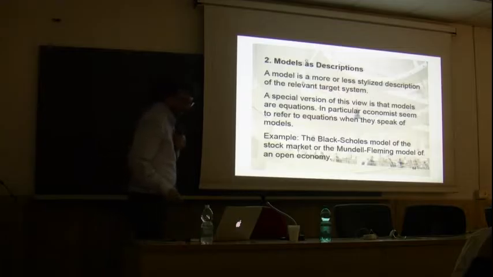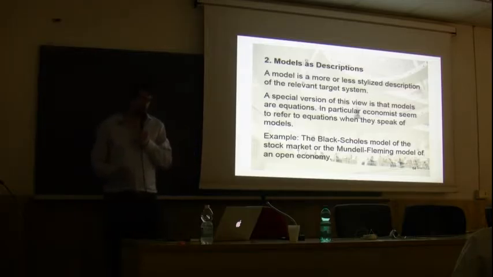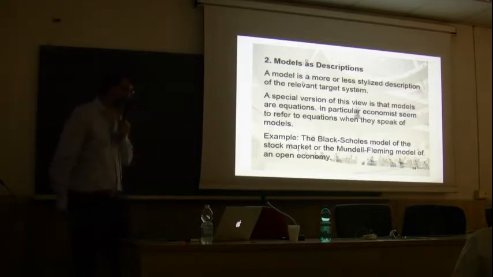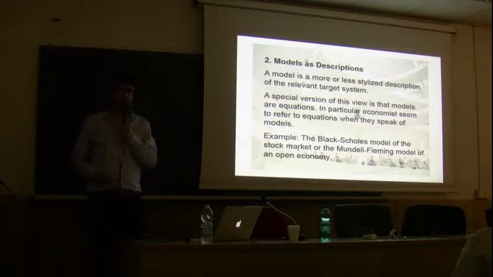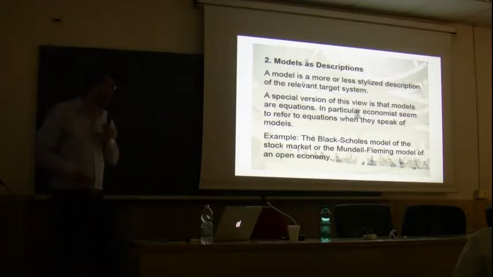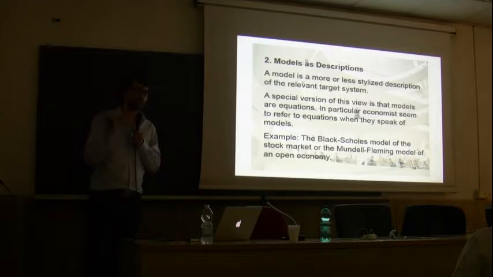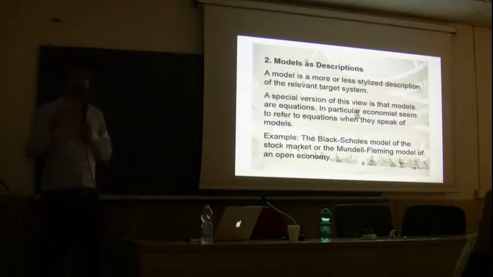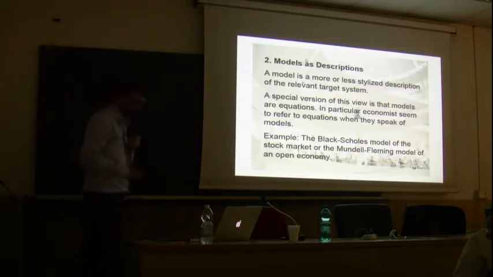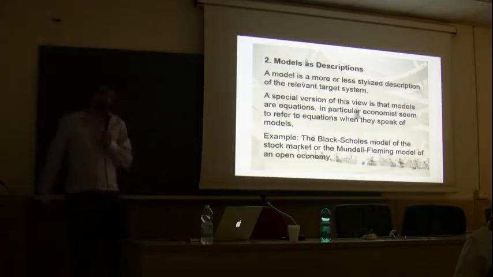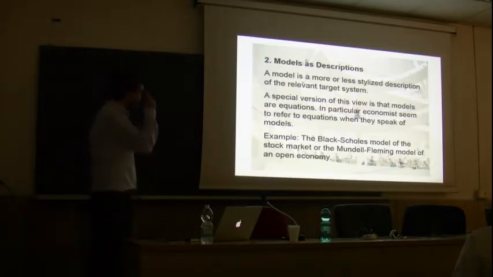Now, an obvious answer to the question would be, well, models are descriptions. So a model is a more or less stylized description of the relevant target system. And a special version of this view is that models are mathematical equations. So in particular, economists seem to refer to equations when they speak of models. That's just an anthropological point. Just when talking to economists, they often get the view that their model is an equation. So that seems to be popular in that corner. For example, the Black-Scholes model of a stock market is typically the Black-Scholes equation, or the Mundell-Fleming model of an open economy.